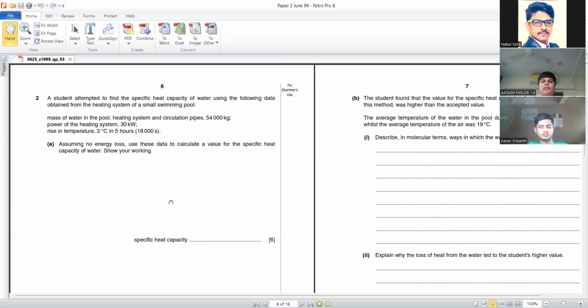Now going to the second question. We'll try and wind it up very fast. A student attempted to find the specific heat capacity of water using the following data obtained.